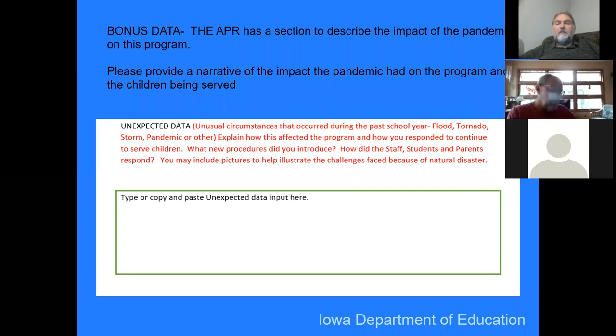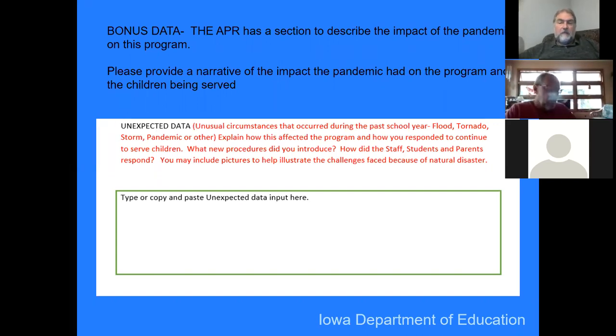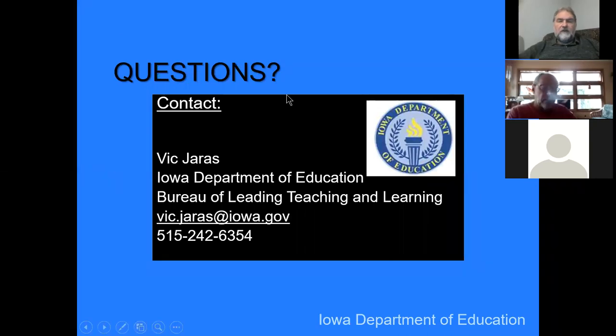And I've included a bonus section this year, a narrative about the impact the pandemic had on the program and the children being served. This kind of mirrors what was in the APR. If you wrote something in the APR, the programs can take what they put in there and give it to you, and you can put exactly the same thing. Or you can be a little bit more elaborate here, because our box will expand and the box in the APR will not expand.